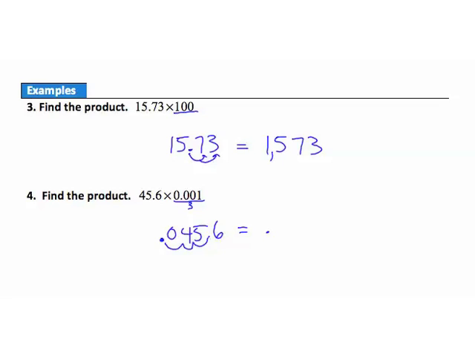So let's see, 0.0456. We'll write a 0 up front. And so I get 0.0456 for my answer.